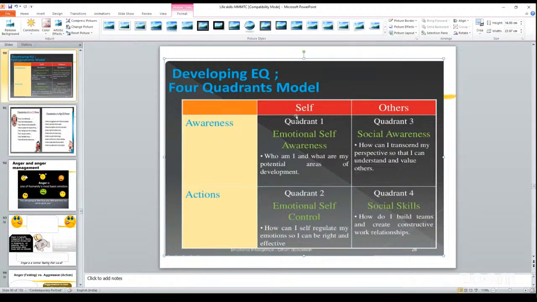So it is self as well as actions. It's self-regulation, where you are controlling yourself. See the third quadrant: others, meaning social awareness. Social awareness: how can I take on a perspective so that I can understand and value others? The next part is social skills, that is others and actions. How do I build teams and create constructive work relationships? All these are required even in a classroom environment.